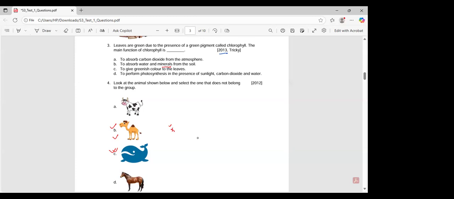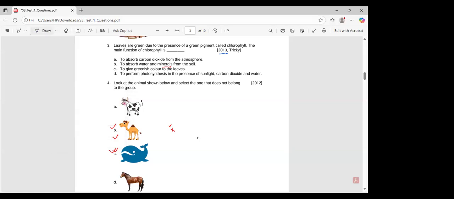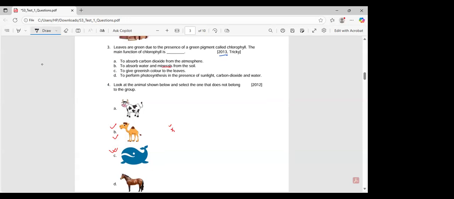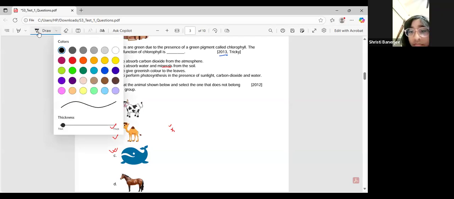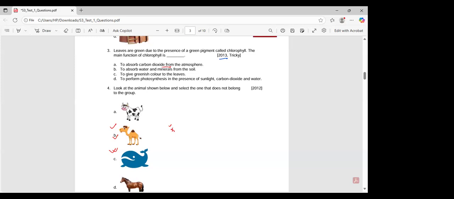Do you know what photosynthesis means? No? Okay. So photosynthesis is basically a process by which plants prepare their own food. Just like we make our food in the kitchen, right? That food is similar: if a plant wants to grow, definitely it will also make food. But they don't have any kitchen, no?